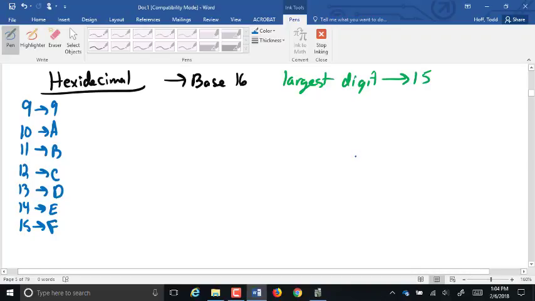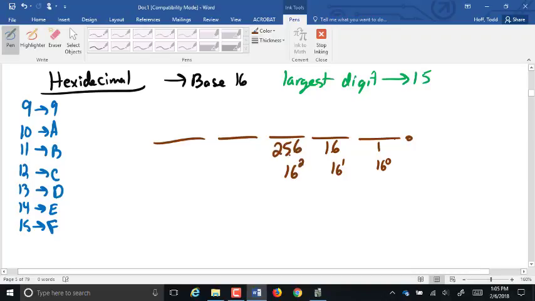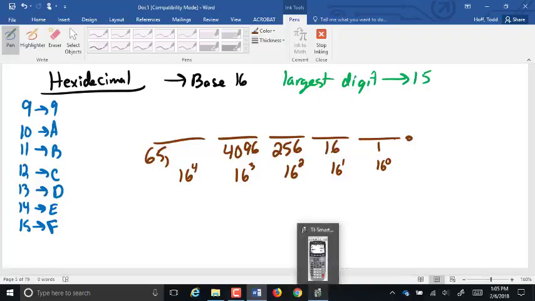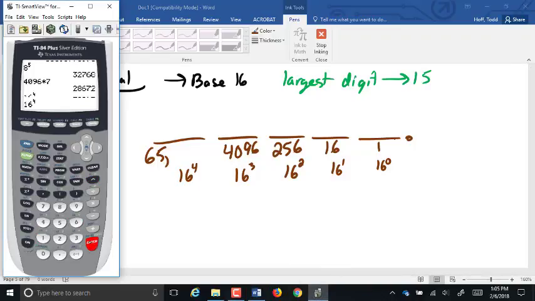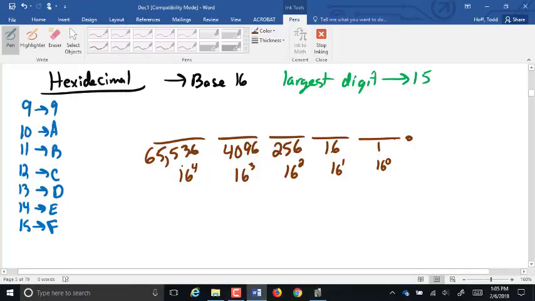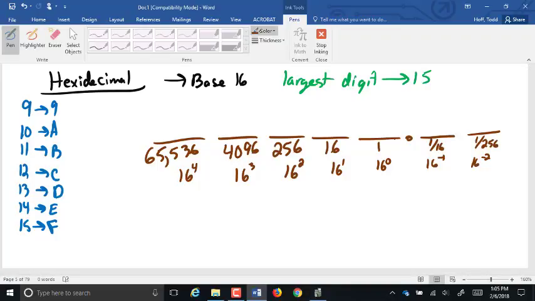Our place values: this is 16 to the power of 0, which is 1. 16 to the power of 1, which is 16. 16 to the power of 2 is 256. 16 to the power of 3 is 4,096. 16 to the power of 4 is 65,536. You see, they get very big very, very fast. Going this way, this is 16 to the negative 1, that's 1/16. 16 to the negative 2, that's 1 out of 256. Probably don't need to go any further than that.